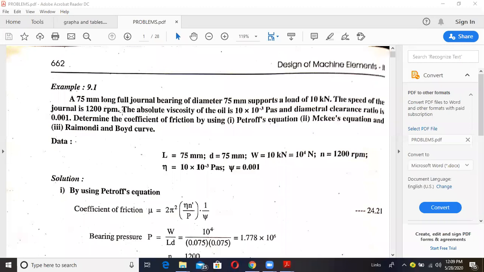So here, first you have to see whether it is a full journal bearing or a partial journal bearing. In the question they told that it is a full journal bearing. They have given the dimensions of the journal bearing: 75 long, so length L is equal to 75 and diameter D is equal to 75.